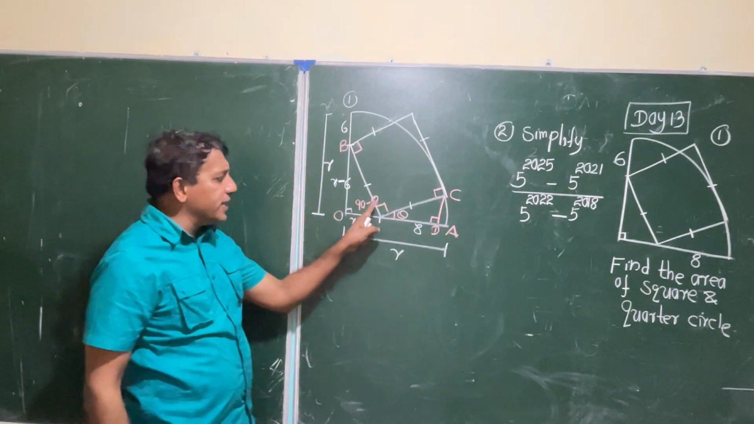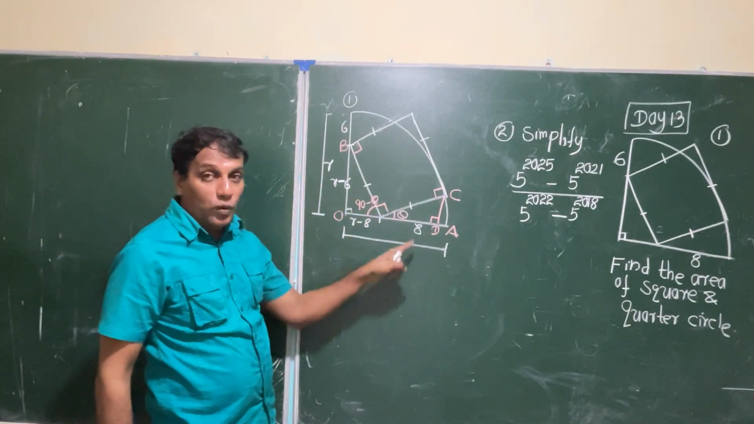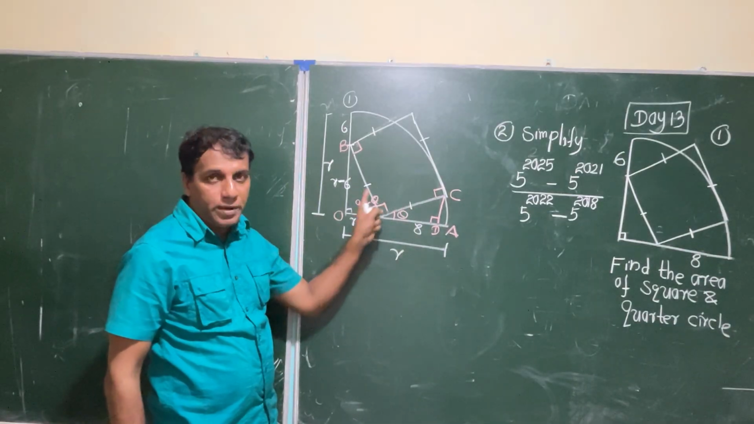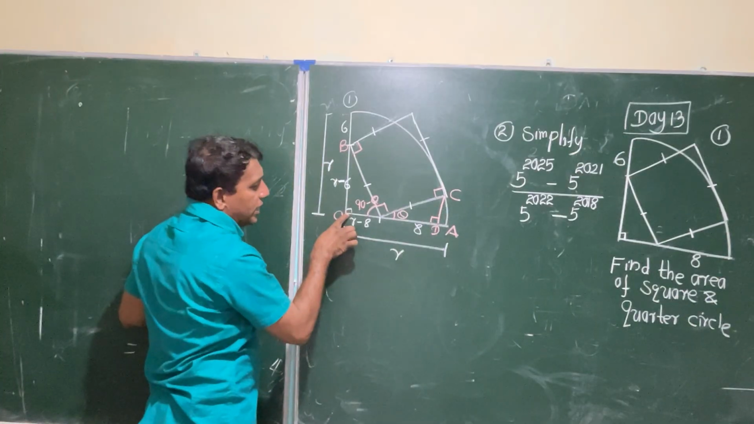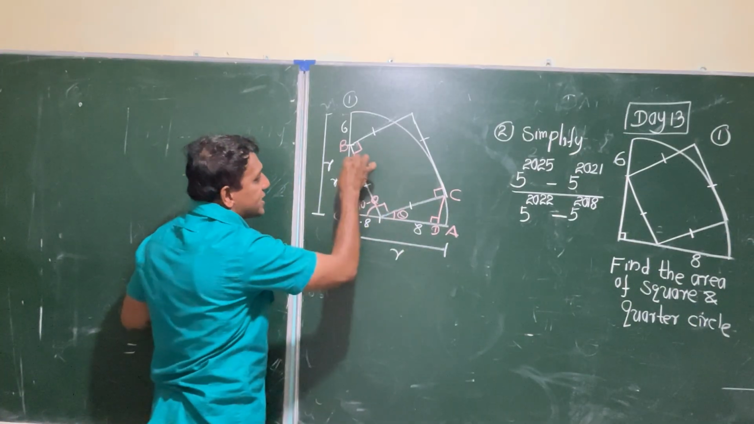This is 90 minus theta angle, right? Because of straight line supplementary angle. So take here this right angle triangle. Here 90, here 90 minus theta.